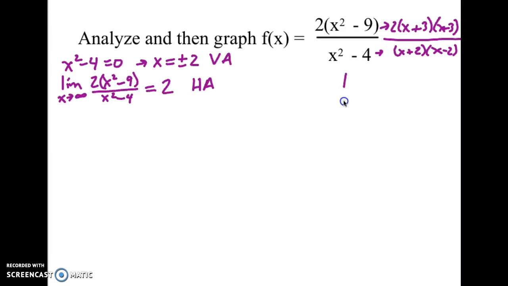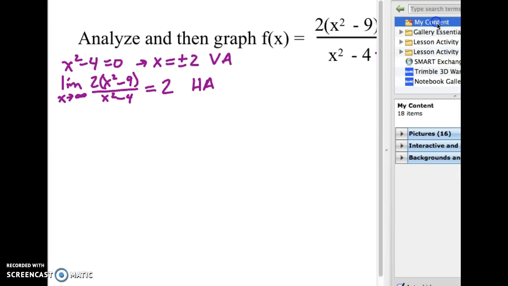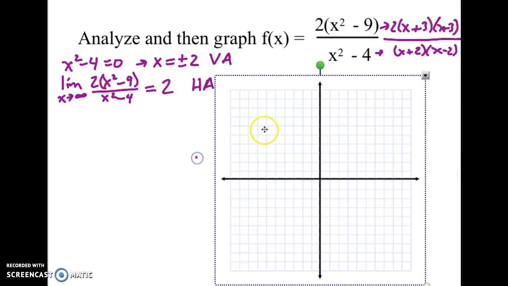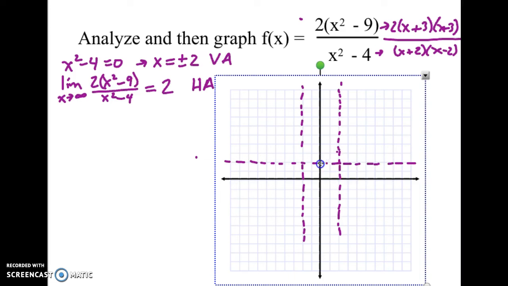That's going to help us set up our structure for our graph. I'm actually going to use a better graph than that. Let's put some axes on here. Okay, so we know at 2 we have a vertical asymptote, and at negative 2 we have a vertical asymptote, and at y equals 2 we have a horizontal asymptote. So that's the main structure for our graph.